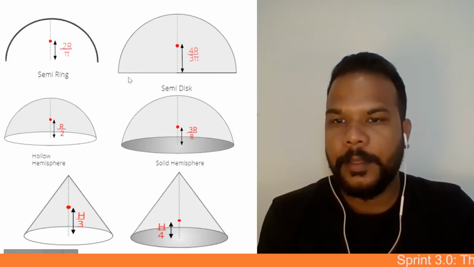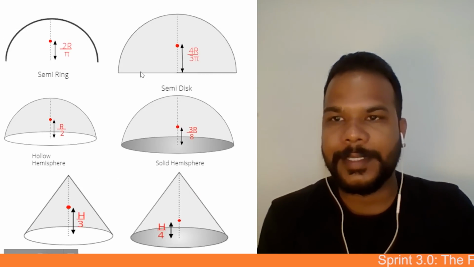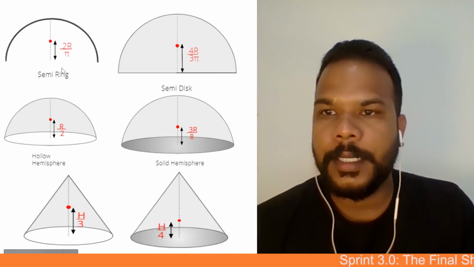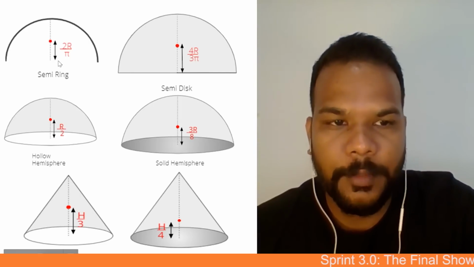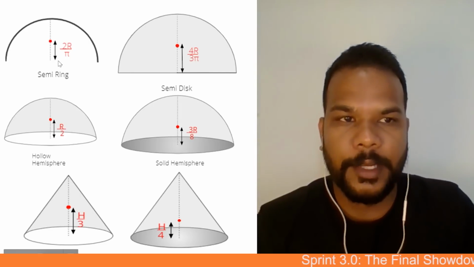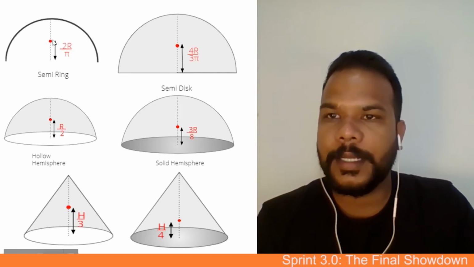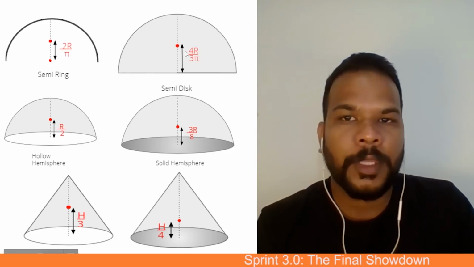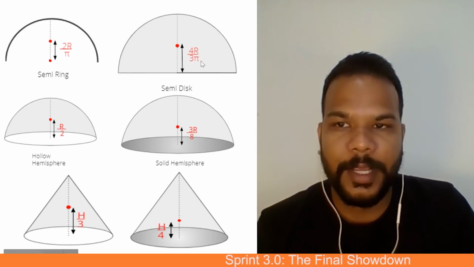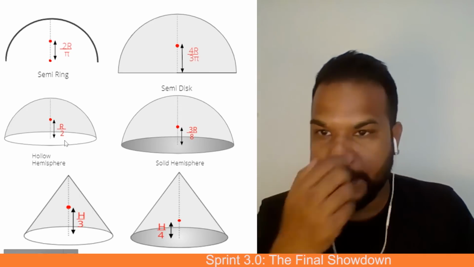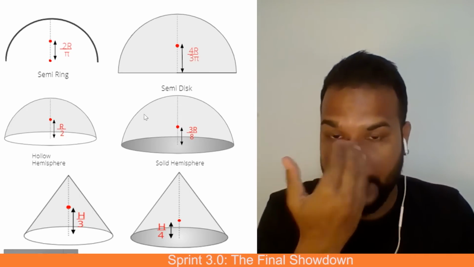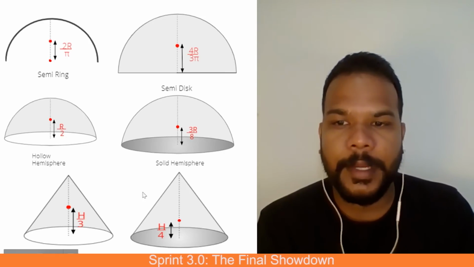Again, something that I want you to take a screenshot of. The center of mass of a semicircular ring, we should remember its value. All these values, if you can remember. Semicircular ring's center of mass from the center is 2r by pi. For a semicircular disk it is 4r by 3 pi. For a hollow hemisphere, it is r by 2 from the center. And for a solid hemisphere it is 3r by 8.